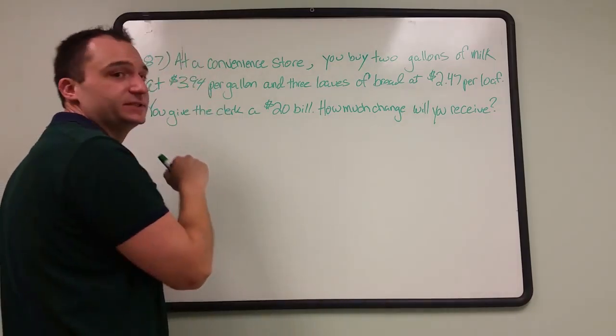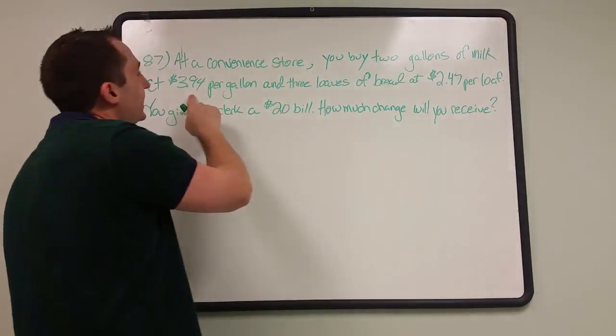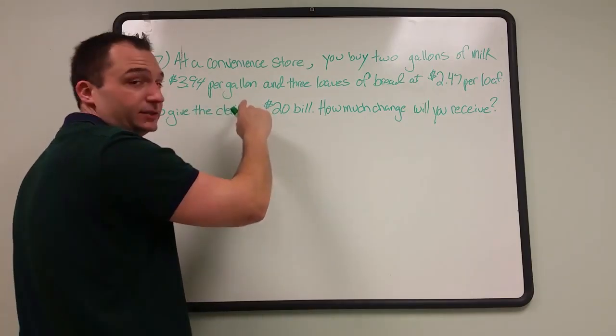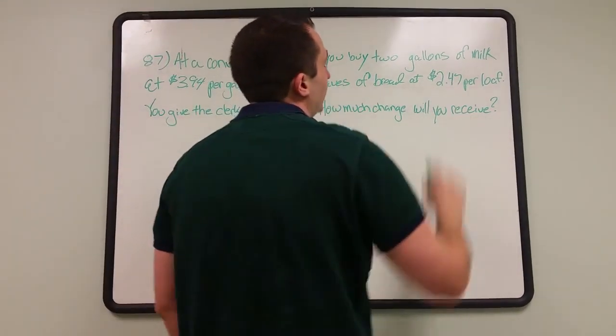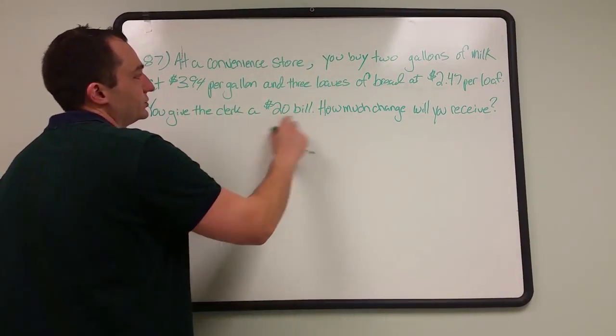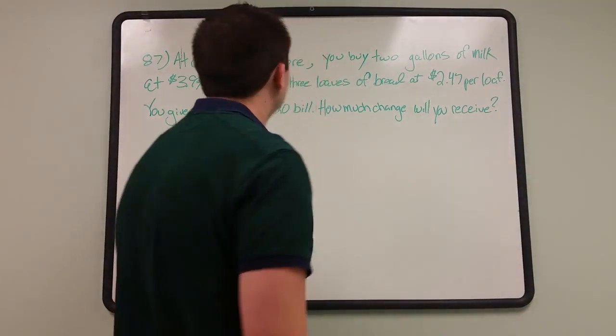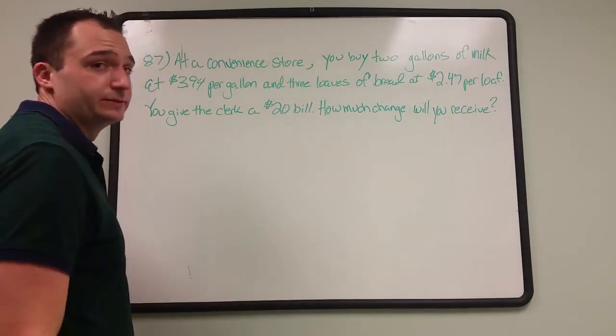Number 87 states, at a convenience store, you buy 2 gallons of milk at $3.94 per gallon and 3 loaves of bread at $2.47 per loaf. You give the clerk a $20 bill. How much change will you receive? This problem has 3 parts to it.